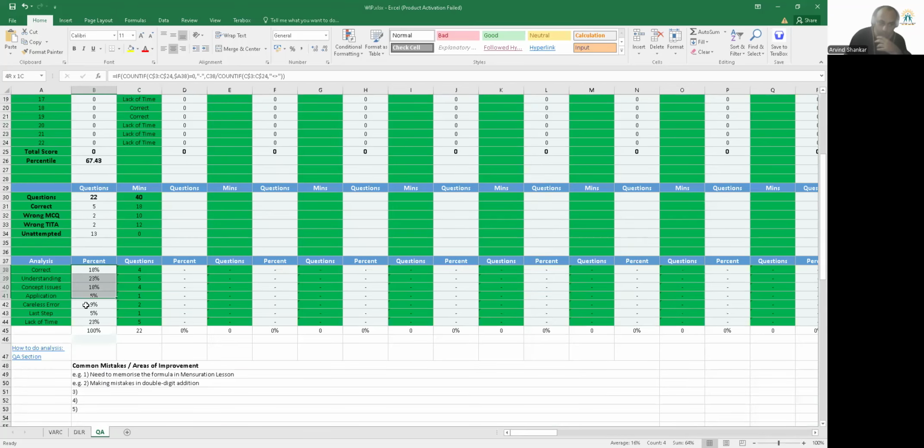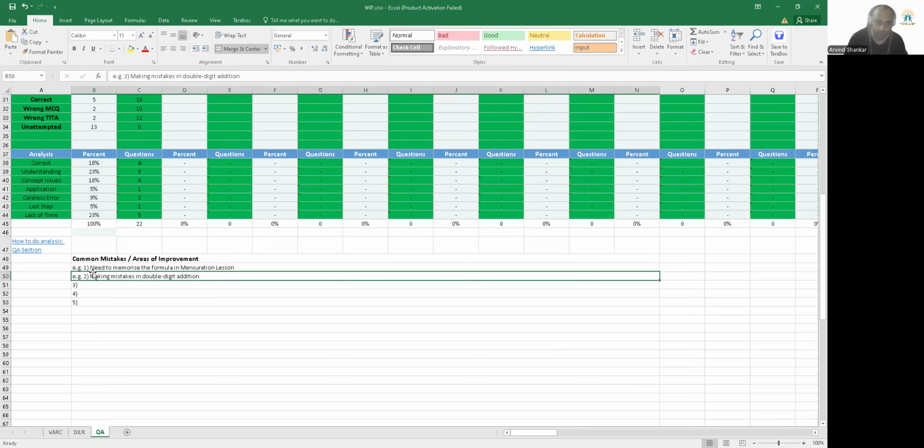And then what was your split will get automatically calculated here. How many questions you got correct? You thought you were correct and you actually got it correct. How many? There was an understanding issue, there was a concept issue, application issue, careless error, there was a last step error, there was a lack of time issue. All of that gets generated. And once you've taken, let's say, 7, 8, 9, 10 tests, you would see the numbers where your trend is. If your trend is moving upwards, correct and understanding gets more populated compared to application and careless, you're doing wonderfully well. Need to memorize the formula in mensuration lesson, making notes in double digit addition.